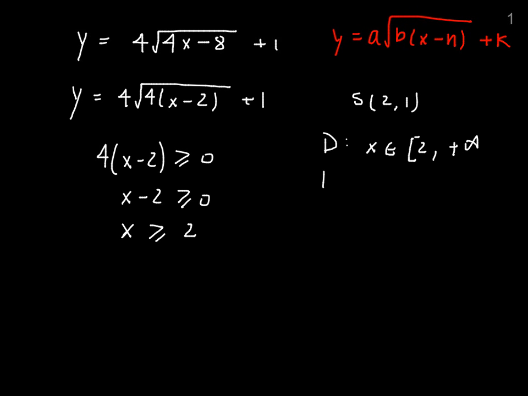The range we can tell from h and k, so I know that my graph is going upwards because my a is positive, and my starting point in the y coordinate is 1. So my range is y is an element of, so starting at 1 included all the way to positive infinity. So this is my range. Alright, let's keep going.